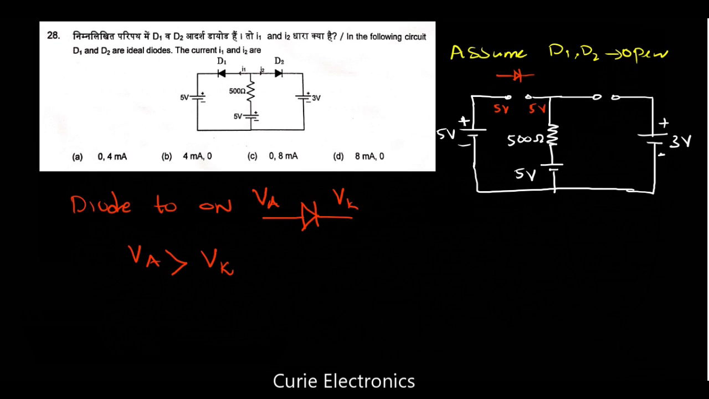That means our D1 diode is actually off and there is no current flow. So we can write I1 equal to 0, because the D1 diode is connected across the same potential. So I1 is 0. So it is going to be option A or C. Now we have to find which is A or C. And now what about the D2 diode?